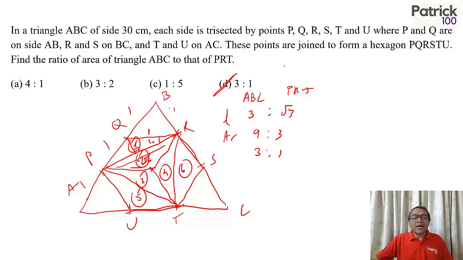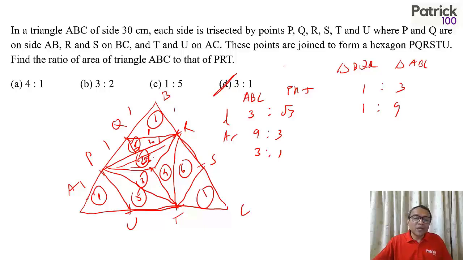Now, if you look at the ratio of the smaller triangle to the bigger triangle, let's say triangle BQR to triangle ABC, the ratio of the sides is 1:3, so the ratio of the areas is 1:9. These areas are 1, 1 and 1, and 3. The area of the hexagon is 6, from which 3 is inside the smaller triangle. So if the area of the overall ABC is 9, the area of the triangle PRT will be 3, because it's broken up into 9 equal parts.